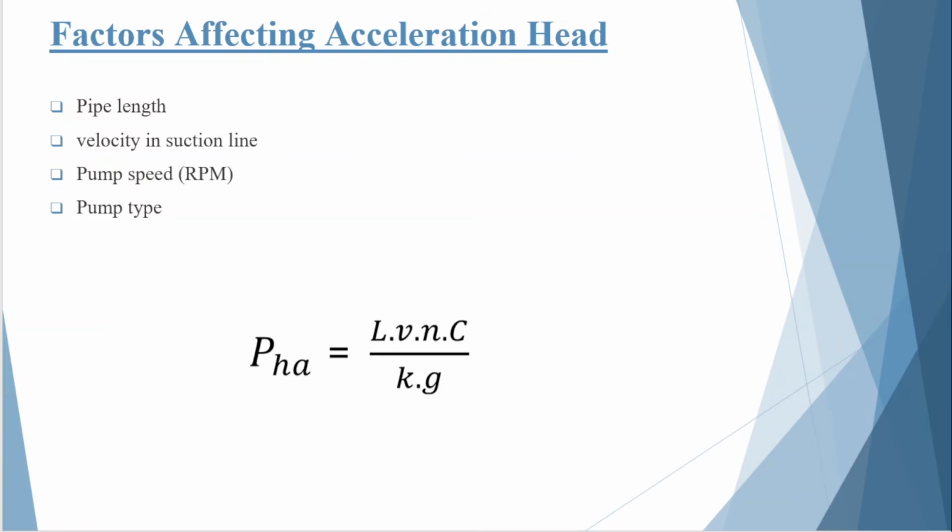Now let's discuss the parameters that influence the magnitude of acceleration head. Understanding these factors is essential because they directly affect pump reliability and piping design. The first factor is pipe length. The longer the suction or discharge pipe, the greater the mass of liquid that must be accelerated. Since acceleration head is directly related to the mass of fluid, increasing pipe length increases the acceleration head. This is why engineers always try to keep suction piping as short as practically possible.